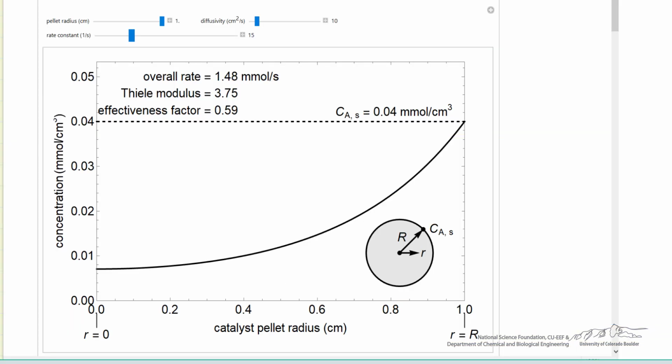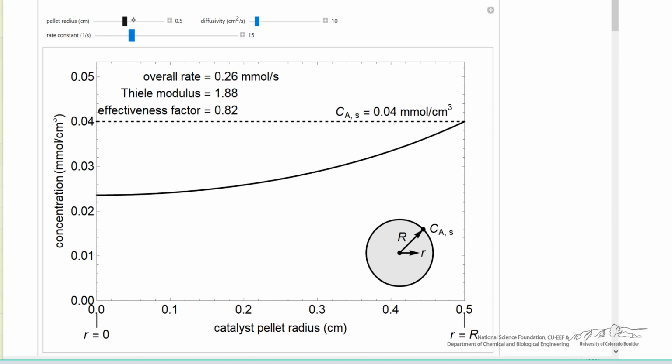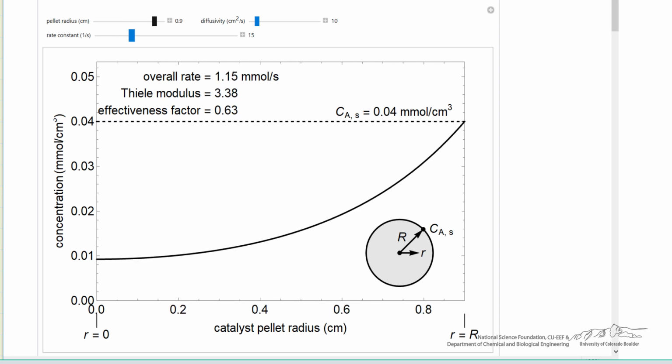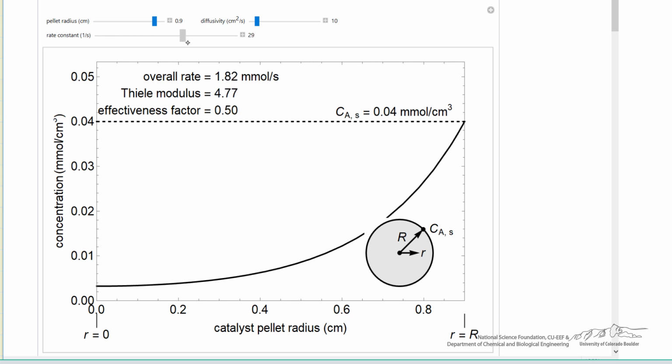So here is the interactive simulation. If we were to decrease the radius of the pellet, notice the concentration is going up quite a bit. We're decreasing the diffusion distance, and the effectiveness factor is increasing significantly. So let's go back to a larger radius. If I increase the rate constant, now the concentration is dropping and the effectiveness factor is decreasing.